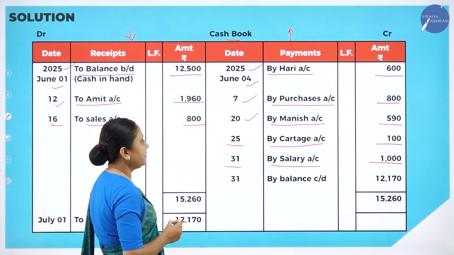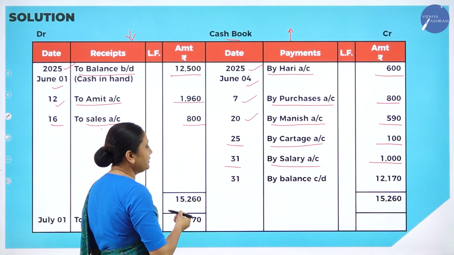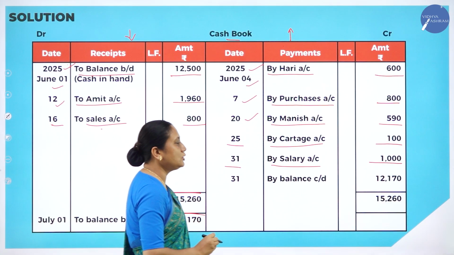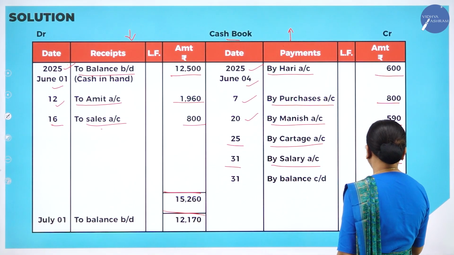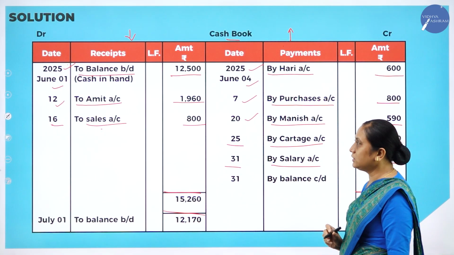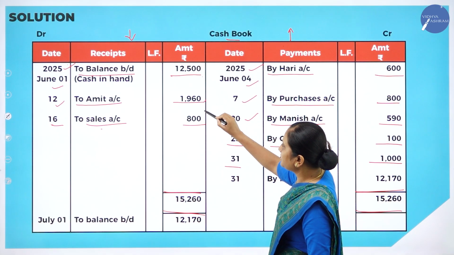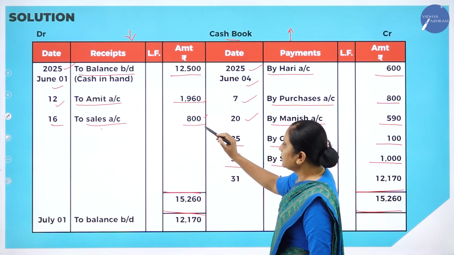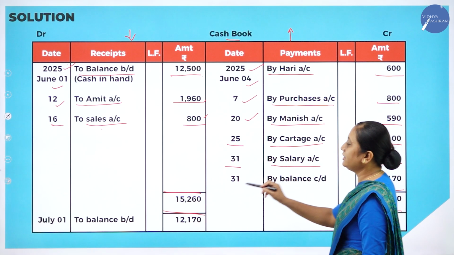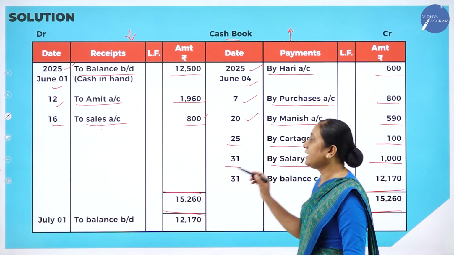After recording all the transactions, now we have to do the totaling. Before doing the totaling, you have to leave one line space and then draw two lines like this to write the total. We have to draw two lines like this on both sides, debit as well as credit side, to write the total. Now we will add: 12,500 plus this amount. How much is it coming to? 15,250. But this side it is coming less than 15,260. That means the debit side total is greater than the credit side.